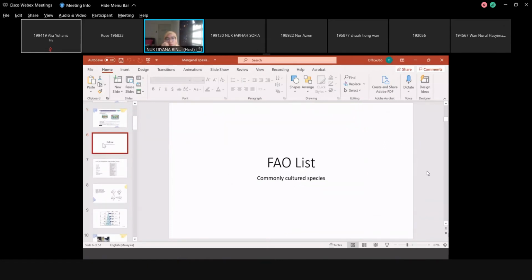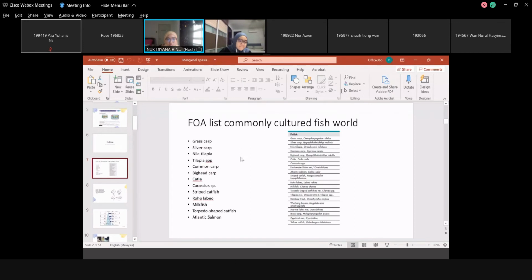Okay, so for the FAO list of commonly cultured fish species, there are several. No worries, some of them are listed in your assignment, so you can read up on the scientific names and the common names. But we do have grass carp, yes, we do have. Silver carp, yes. Nile tilapia hybrids.